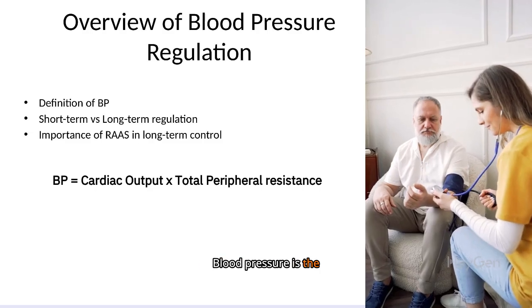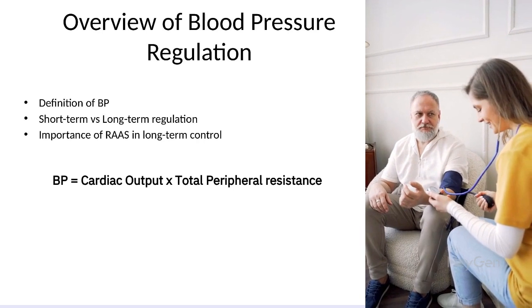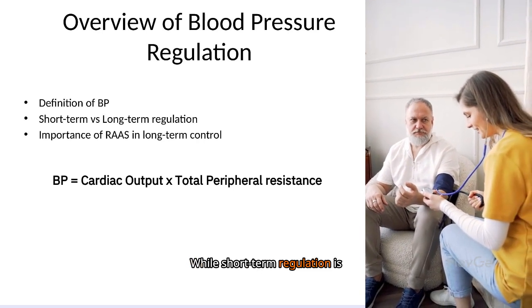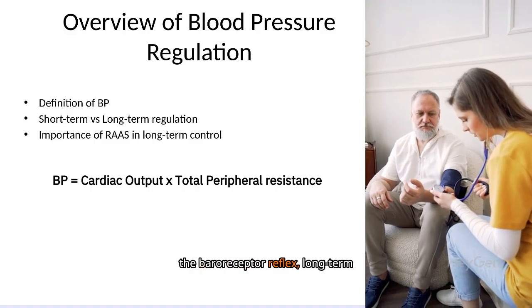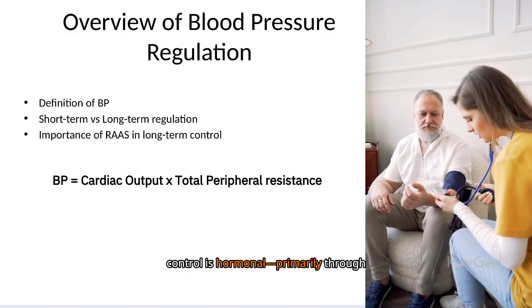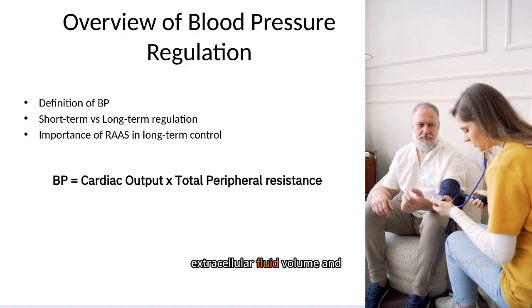Blood pressure is the product of cardiac output and total peripheral resistance. While short-term regulation is handled by mechanisms like the baroreceptor reflex, long-term control is hormonal, primarily through the RAAS, which maintains extracellular fluid volume and vascular tone.